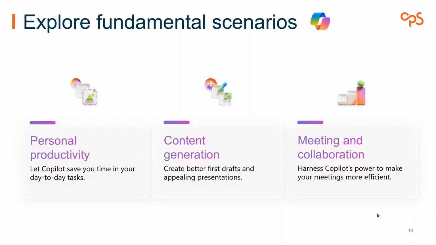Examples of those KPIs: personal productivity, so it's time saving for employees. Content generation, so people are able to create better first drafts of content, so quality is improved, creativity is improved. And meeting collaboration. Meetings are more efficient, and meetings don't take as long. These scenarios are very top level. Underneath each of these is a whole bunch of use cases with benefit and value assigned to them.